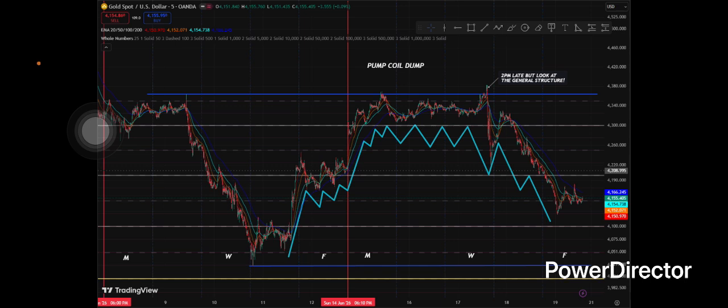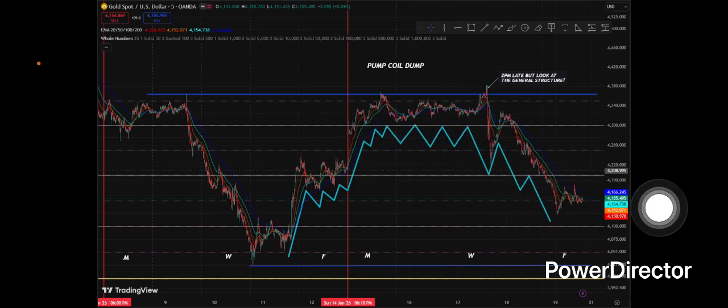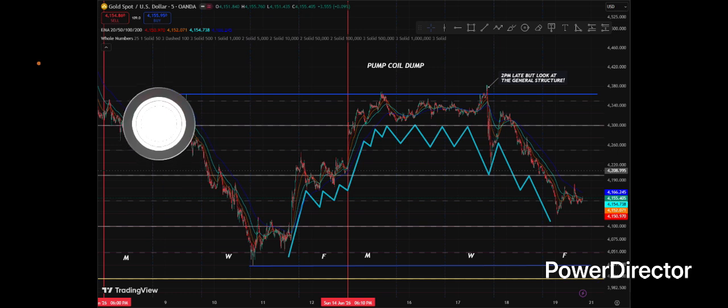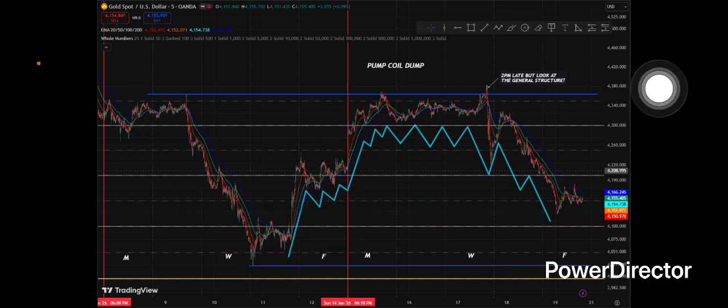Pump, coil, dump. And you can see that this actually takes several days to play out until completion, right? The same way that this one took several days to play out to completion. And this is just the way that the market moves, all right? It does this nonstop. That's why Stacy tells us the market does the same thing over and over and over again.